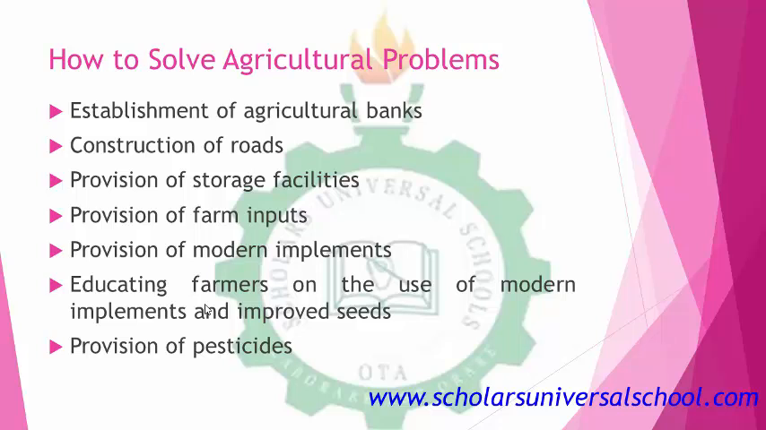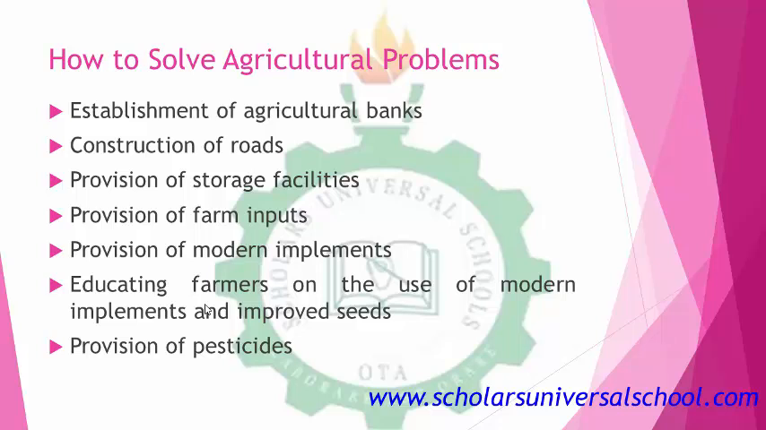Also, another method of solving the agricultural problem is the provision of farm inputs, like the improved seedlings that they can use to ensure better produce. So if this is provided to the farmers, it will go a long way to solve some of the agricultural problems facing farmers in Nigeria. Another way of solving the problem is provision of modern implements. Instead of farmers using hoes and cutlasses and other crude implements, if government can make sure that modern implements are provided to farmers, it will really help them in carrying out their duties.